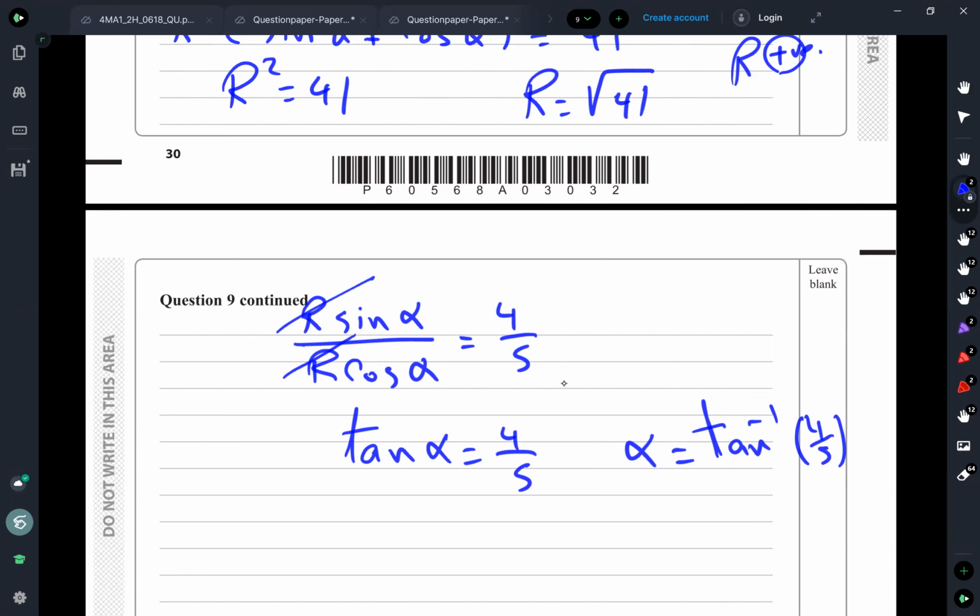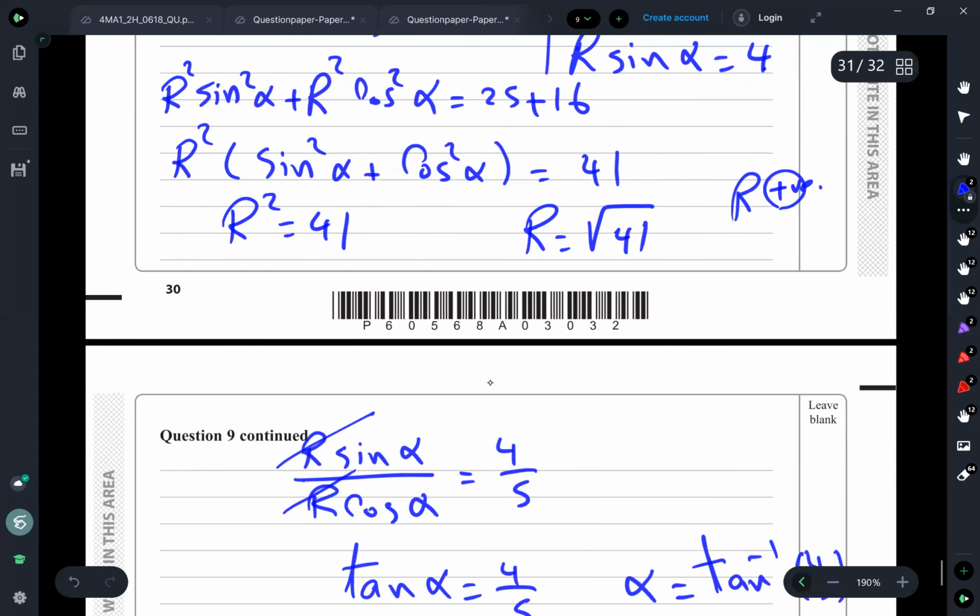It will be shift tan 4 over 5. You will get your answer 0.675. This is part A.